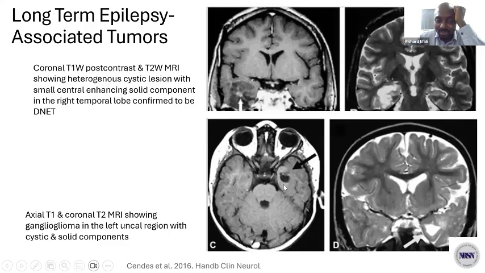And then the image below shows a predominantly solid lesion with a cystic area, which is a case of ganglioglioma.